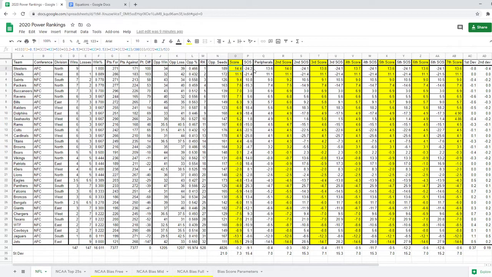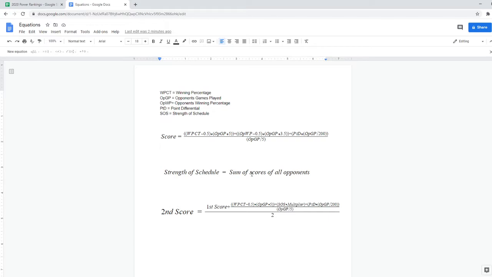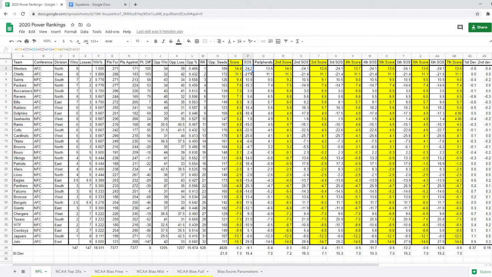So now what we're going to look at is what's called the strength of schedule metric. Now, the strength of schedule metric, as we see right here, is the sum of the scores of all of your opponents. That's what we have right here. And as you can see, that's the SOS right here. All of the teams that you've played are all right here. And that's basically how that works. Now, the importance of strength of schedule is that it is what is used going into the next piece.